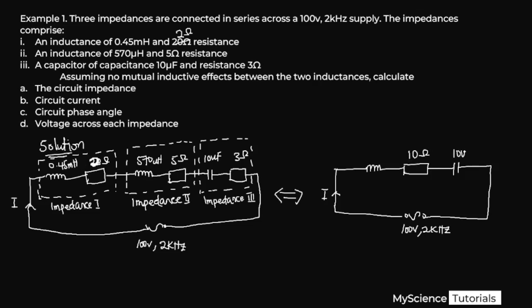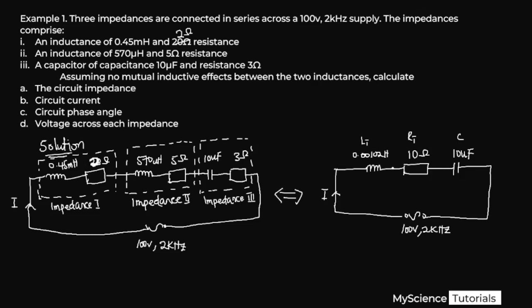Then we have 10 microfarad here. Then for the inductor, we have 0.45 millihenry plus 570 microhenry. So if we add these two, 0.45 times 10 raised to the power negative 3 plus 570 times 10 raised to the power negative 6 is going to give us 0.00102 Henry as our total inductance. So this is our L total, LT, is equal to this. This is our total resistance, and this is our capacitor in this circuit.